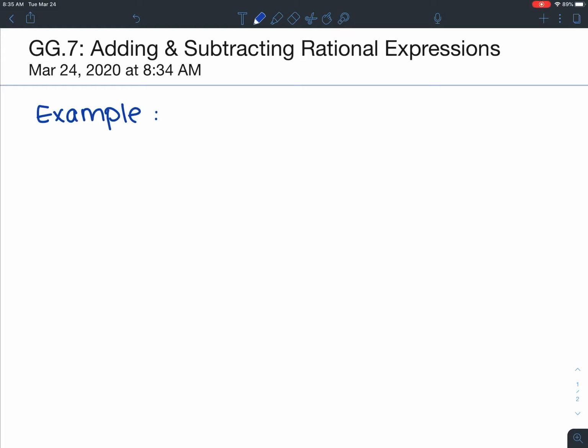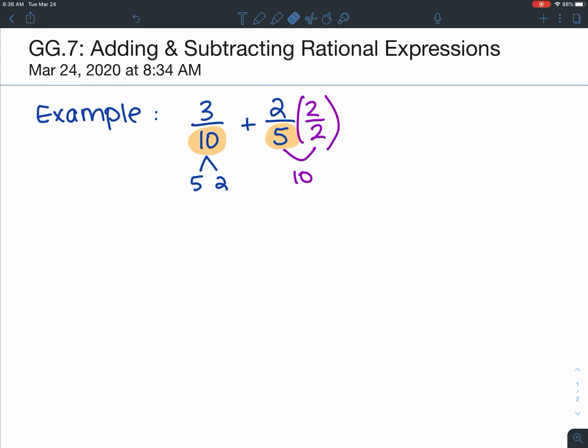If we have 3 over 10 plus 2 over 5, and I want to add them, I need my denominators to be of the same value before I can add my numerators. So I'm going to think of 10 and say, well, that's 5 times 2. So this is missing the 2. So I'm going to multiply by 2 over 2 so that my denominator now is 10.